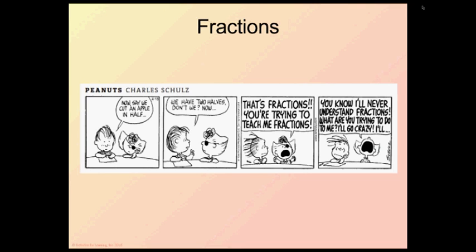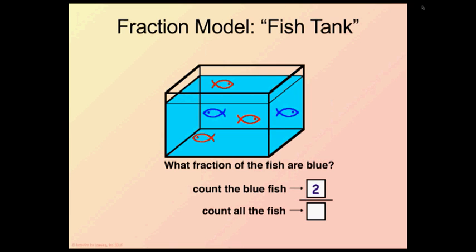Well, let's start by looking at how fractions are usually taught. This is a model that we found from a textbook. We call it the fish tank model. The textbook asks the question, what fraction of the fish are blue? They're supposed to count the blue fish, and then count all the fish. And somehow from this, the children are supposed to understand that 2/5 is a number, when in fact, all they've done is count fish.